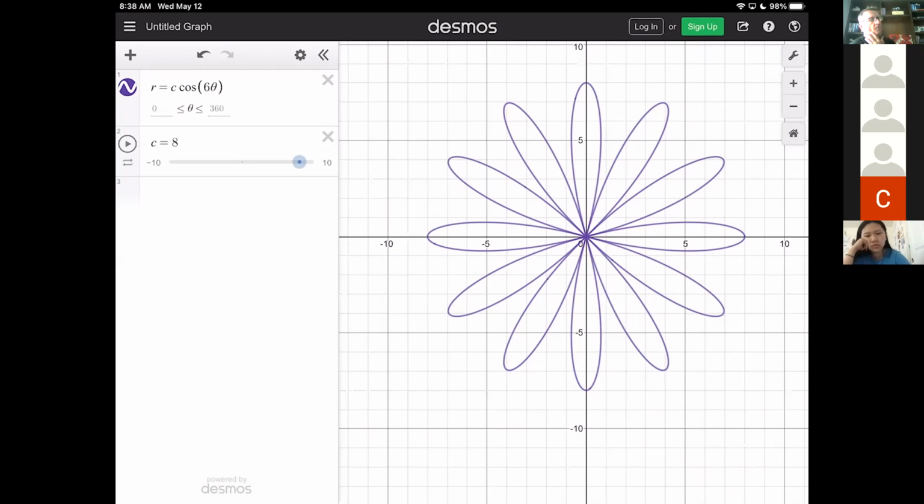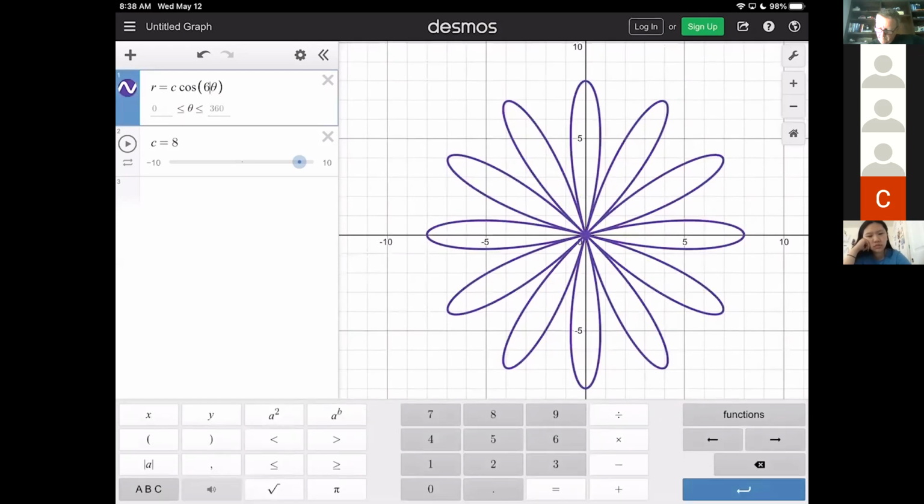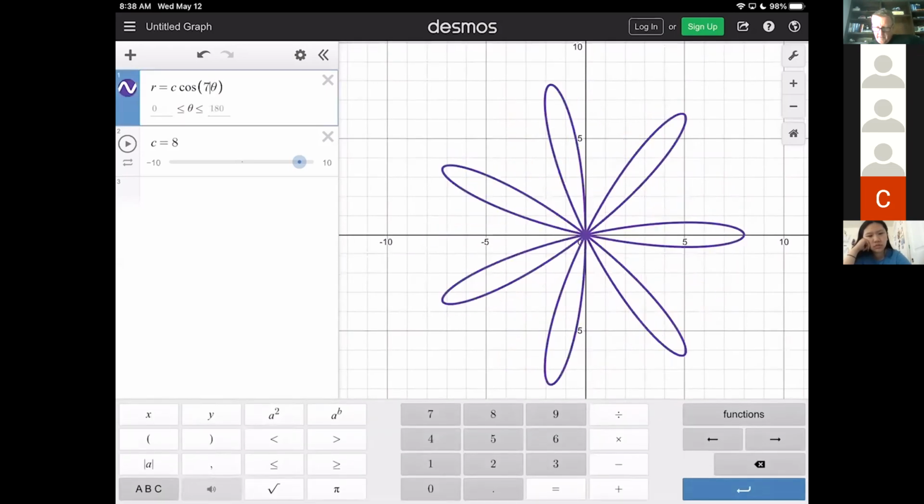I saw a pattern with the odd numbers, but not with the even ones. You saw a pattern with the odd numbers. So if I put a 7 in there, what do you think is going to happen? It's going to be 7 total leaves, I guess. Yeah, leaves, petals, whatever. Yeah, you're right. So your hypothesis was correct. There's 7 petals to that.